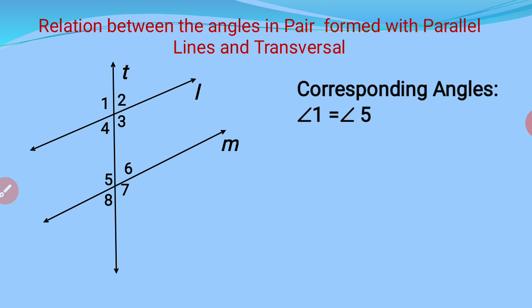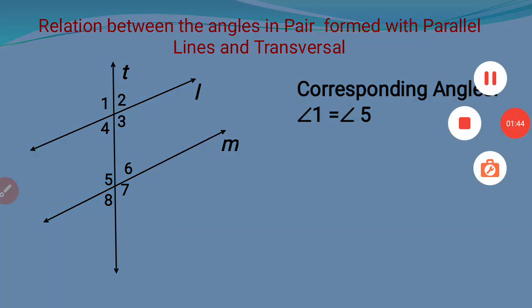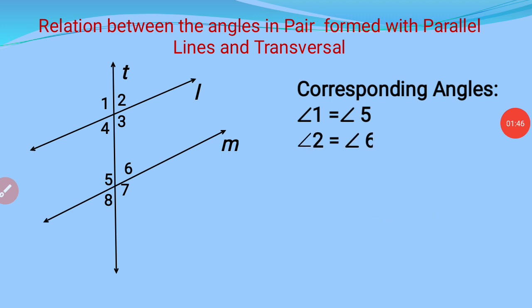In case the lines are parallel, say line L is parallel to line M, in that case the corresponding angles will be equal. So, angle 1 will be equal to angle 5, angle 2 will be equal to angle 6, angle 4 will be equal to angle 8, and angle 3 will be equal to angle 7. Let us learn about some other types of angles also.